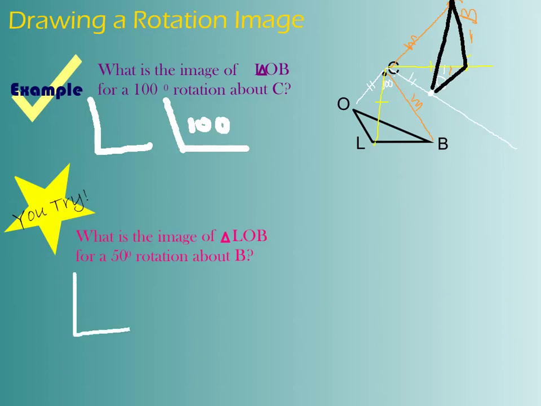Here I have a 90-degree angle. No, that's not quite 90 degrees. Let's try that again. There, that's more like 90 degrees. 45 degrees is perfectly in half of that. So 50 degrees is going to be just slightly bigger than that. So you're just looking for an angle that's going to be slightly bigger than this angle here, and that's what you're going to use to do this rotation of triangle LOB around point B by 50 degrees.